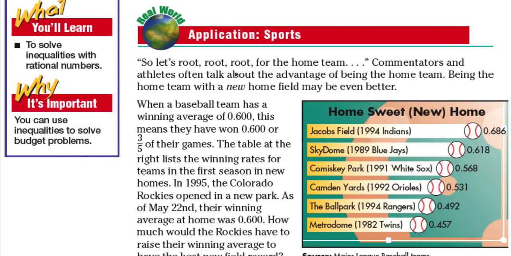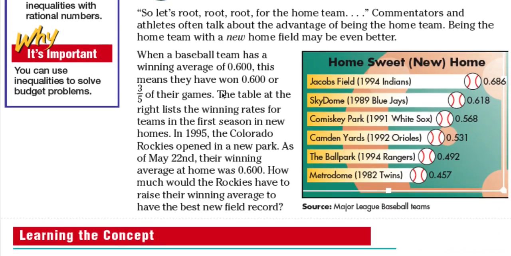You hear this every time in a baseball game. Commentators and athletes often talk about the advantage of being the home team. Being the home team with the new home field may even be better. When a baseball team has a winning average of 0.600, this means they have won 0.600, or 3/5 of their games, or if you want to put it in percentage, 60% of the games.